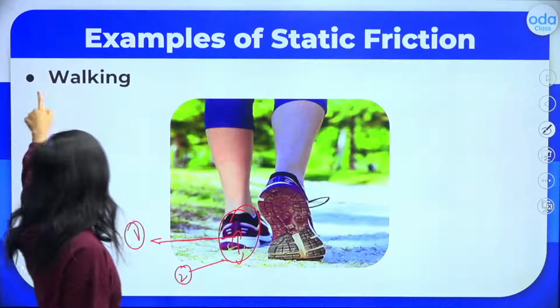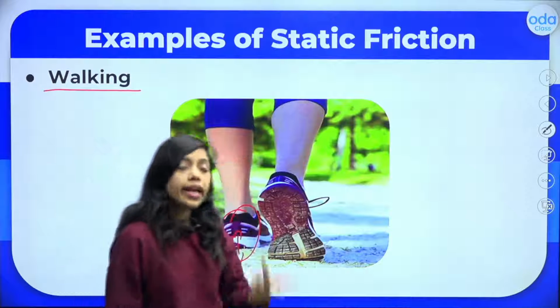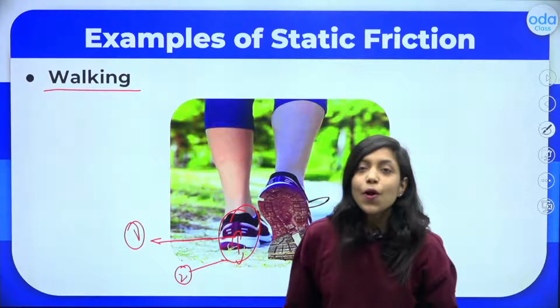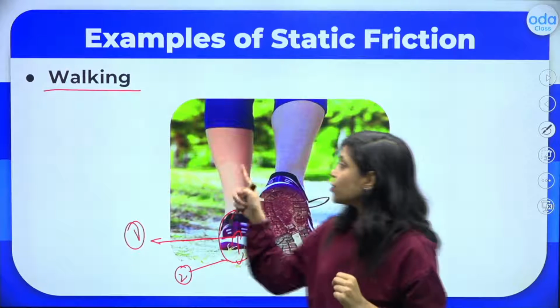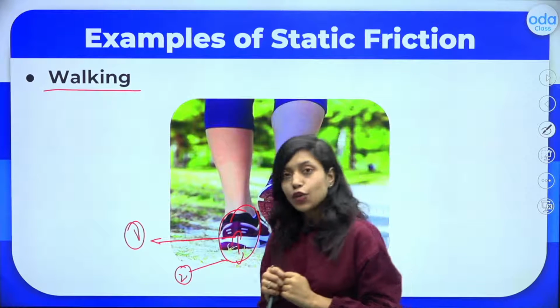This is actually a very confusing question which you get in Olympiad examinations, whether walking is dash type of friction. So actually there are two types. The first one is static friction. Is it clear to all of you?